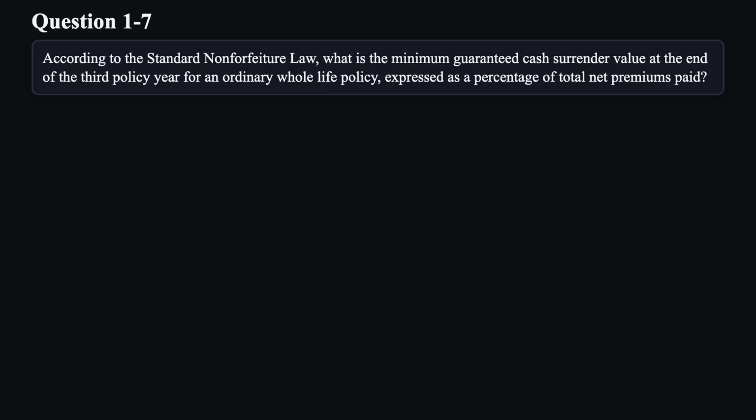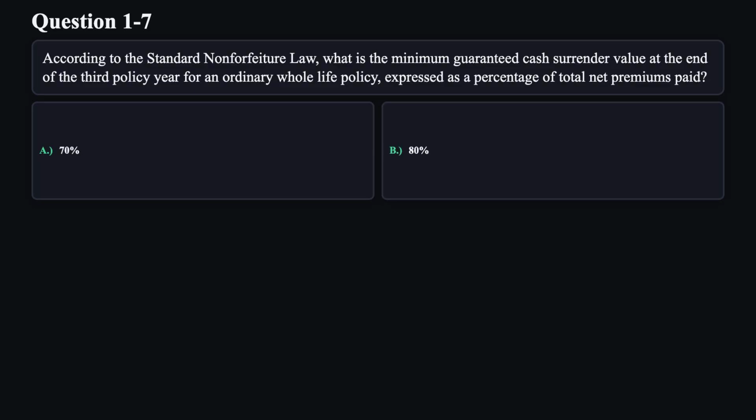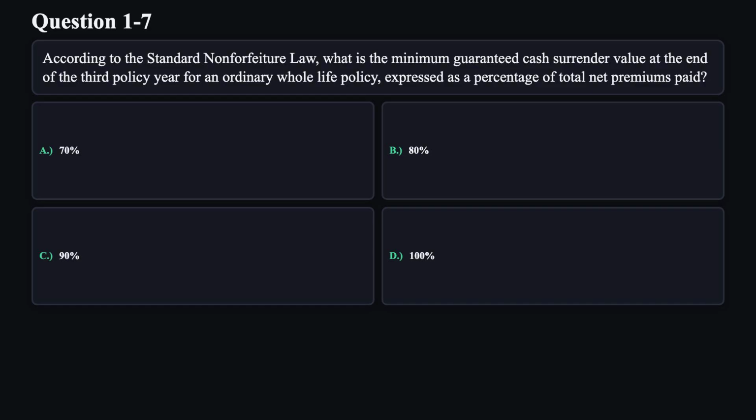Question 7. According to the standard non-forfeiture law, what is the minimum guaranteed cash surrender value at the end of the third policy year for an ordinary whole life policy, expressed as a percentage of total net premiums paid? A. 70%. B. 80%. C. 90%. D. 100%.